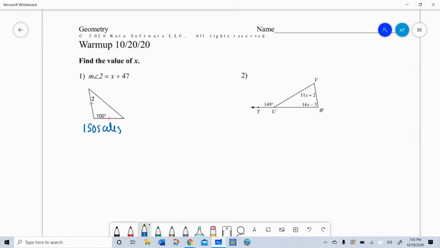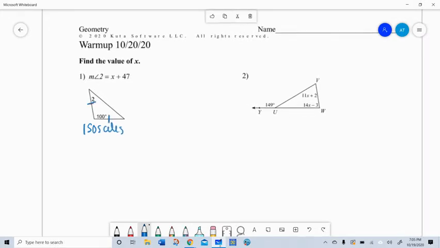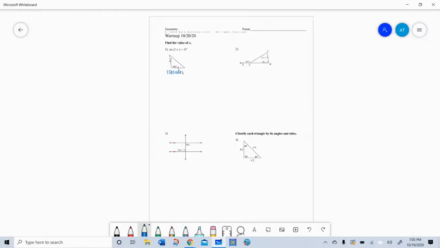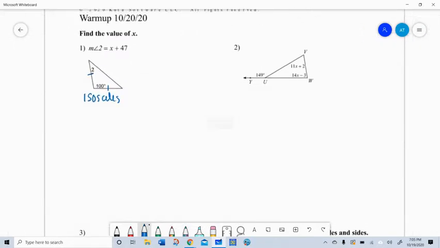And so if this triangle is isosceles, we know that these 2 sides are congruent, which means that the base angles must also be congruent. So these 2 angles must be congruent here. Now we know that all 3 angles of a triangle add up to 180 degrees. So if we take 180 and we subtract out 100 for this guy, we're left with 80 degrees.